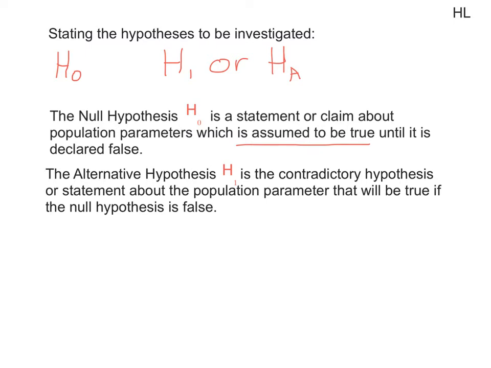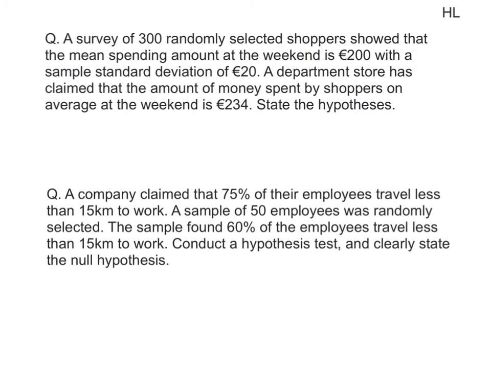Let's take a look at what the null hypothesis and alternative hypothesis would be for several different questions. The first question states that a survey of 300 randomly selected shoppers showed that the mean spending amount at the weekend is €200 with a sample standard deviation of €20. A department store has claimed that the amount of money spent by shoppers on average at the weekend is €234. We need to state both the null and alternative hypothesis.